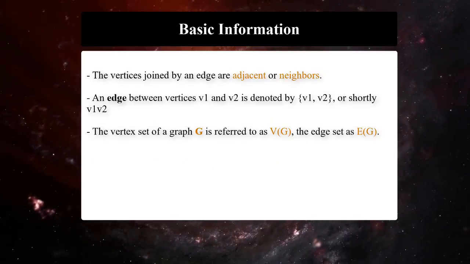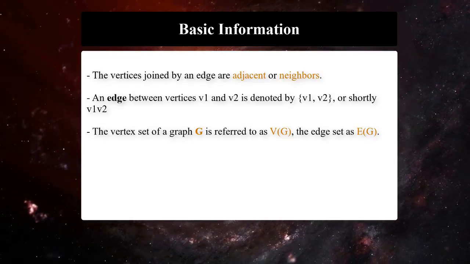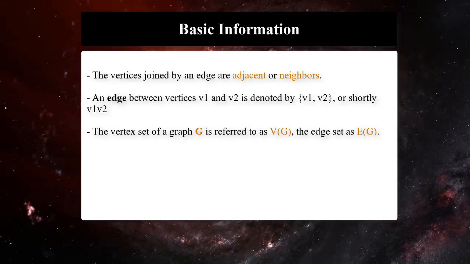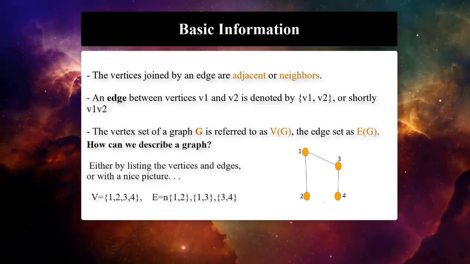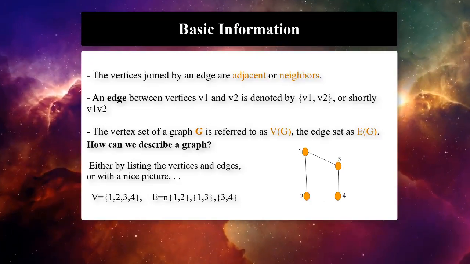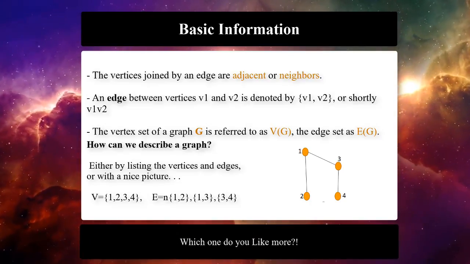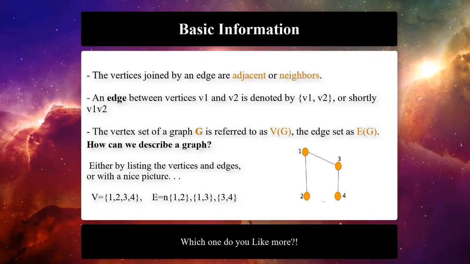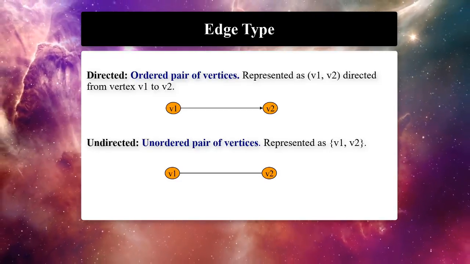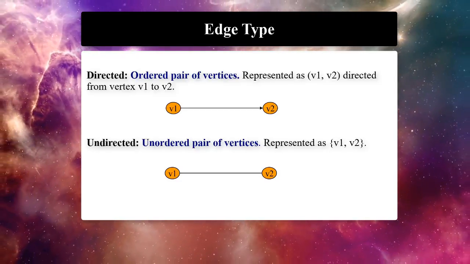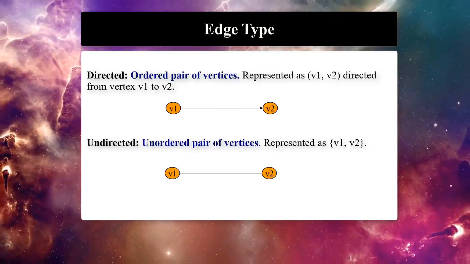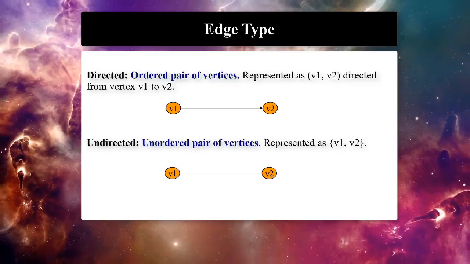Two vertices are called adjacent or neighbors if they are joined by an edge. An edge between vertices u and v is denoted by [u,v] or shortly uv. So a graph can be described either by listing the vertices and edges, as has been written here, or with a nice picture. Which one do you like more? An edge is a pair. A directed edge is an ordered pair, represented as parentheses (v1, v2), while an undirected edge is an unordered pair where there is no orientation, and it is represented as brackets [v1, v2].